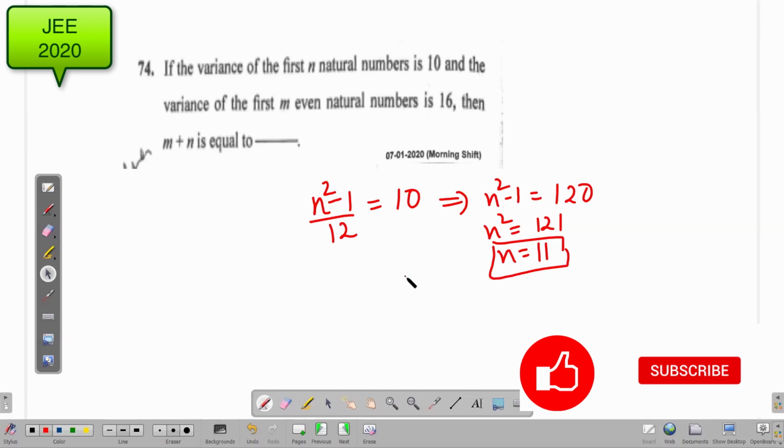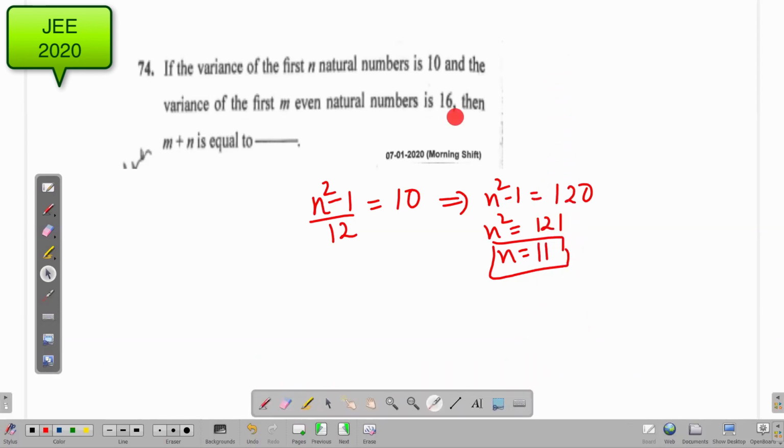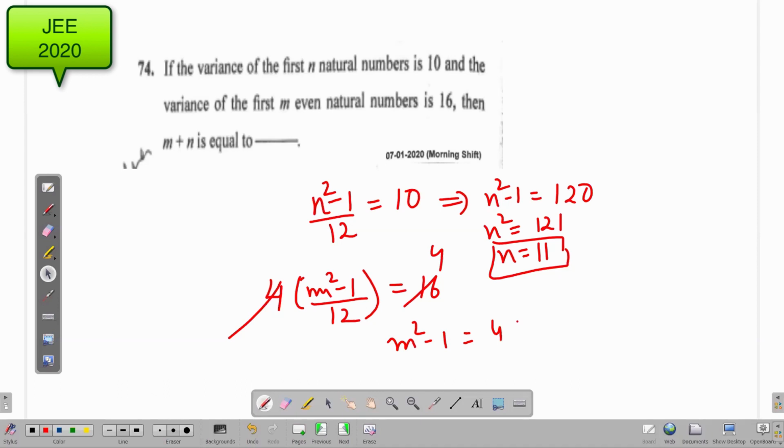Now next, what is given here? The variance of first m even natural numbers is 16. If the variance of first n natural numbers is (n square minus 1) upon 12, then the variance of first m even natural numbers would be 4 times (m square minus 1) upon 12, which is equal to 16. That means from here, m square minus 1 is equal to 48, m square is equal to 49, and m is here 7.